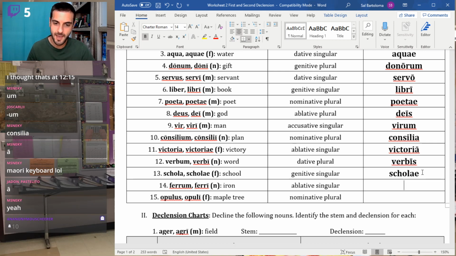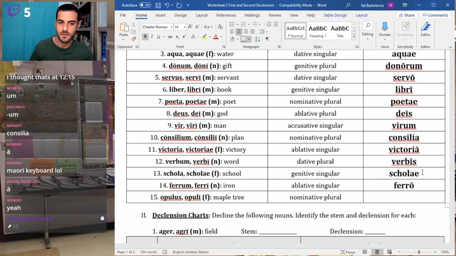Oh, don't do that. I gotta turn that off. Thank you, though. This is going to be ferro. Okay, ferro. For ablative singular, ferro is iron, right? Or a sword, or a tool that's made out of iron. Has a lot of different meanings.